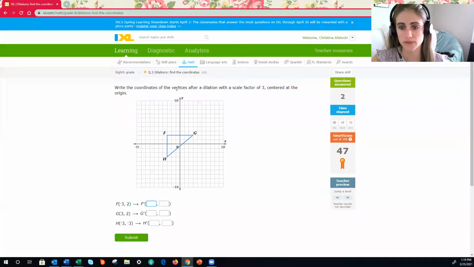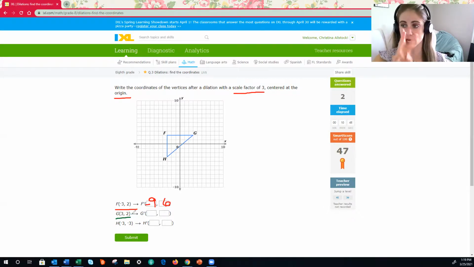All right, draw the coordinates of the vertices after a dilation with a scale factor of 3, and it is still centered around the origin. So scale factor of 3, because it's around the origin, all we have to do is multiply all of our values by 3. Let's start with F. -3 times 3, -9. 2 times 3, 6.